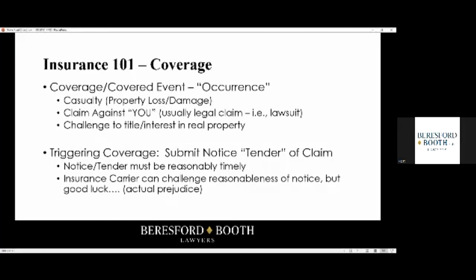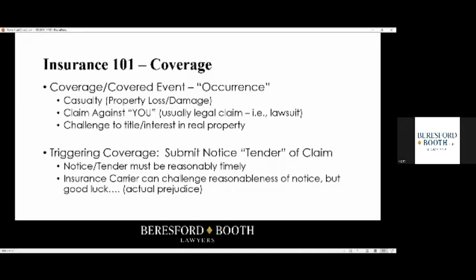In the context of title insurance, an occurrence can be when there is some sort of challenge to your title or your interest in your real estate. So the very generic example is you buy a piece of real property, you buy a new home for yourself, or you buy some real property to be an asset in your business. You get title insurance to basically protect your ownership of that.